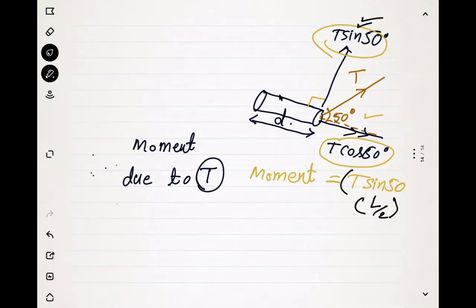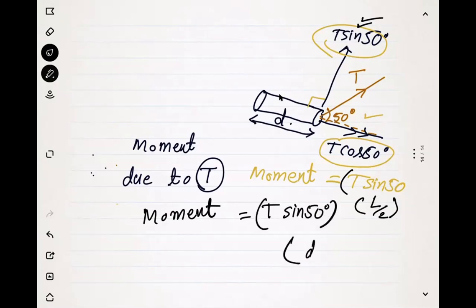Now we have moment equal to T sine 50, which is perpendicular, multiplied with the distance along, that is d. So this is the moment about point P. From here on, we will start in the next slide.